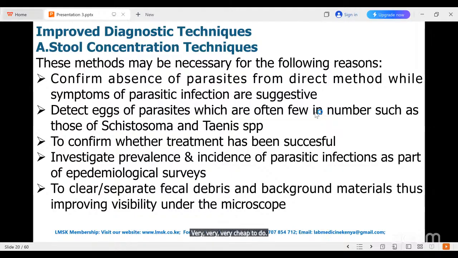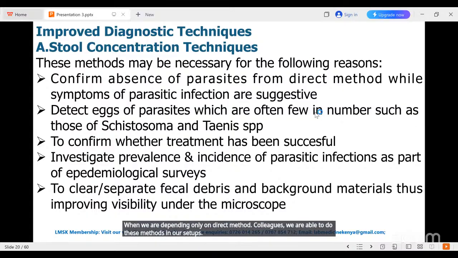So now I can just ask yourself, how many times have you used a direct method during a stool sample diagnosis only to miss out what was actually present? Or are we truly giving our patients the best when it comes to stool diagnosis when we are depending only on direct method? Colleagues, we are able to do these methods in our setups.